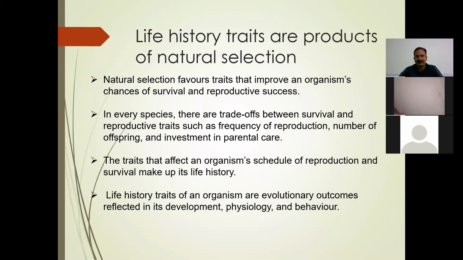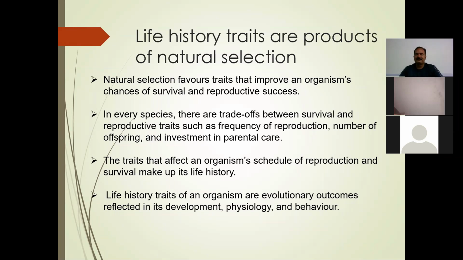In natural selection, those individuals which are physically strong and can grab maximum environmental and food resources, they will get more chances to survive. On the other hand, second most important step, that is the reproductive success. In reproductive success, those individuals are successful, which give more and more offspring to the environment and to next generation. That's why most of the organism perform the strategy of trade-off between survival and its reproductive traits.